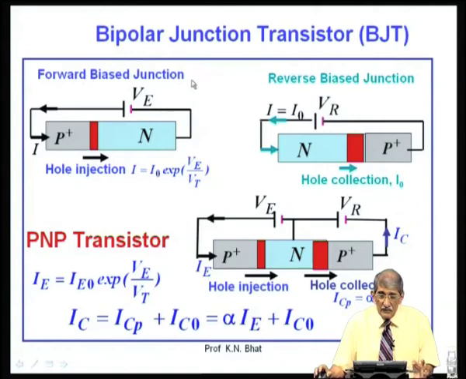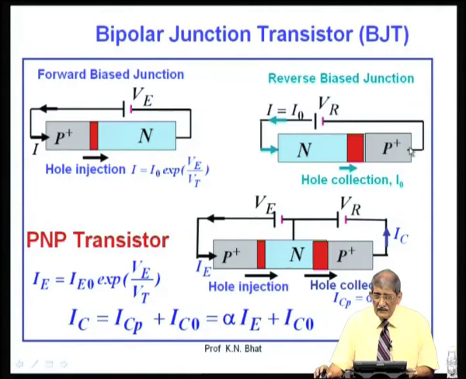Now, take a look at this reverse bias diode. I just put the plus and minus in the opposite way. The current flow is I naught from n to p, and this flow is because of minority carriers generated here, thermally generated holes. They are flowing from left to right, which gives rise to current in this direction.